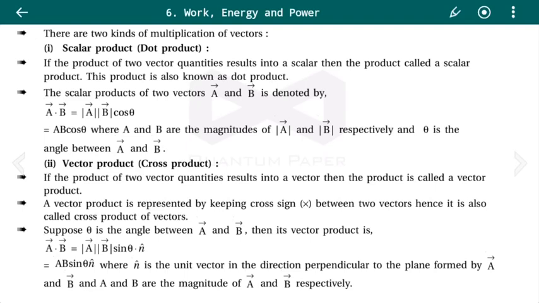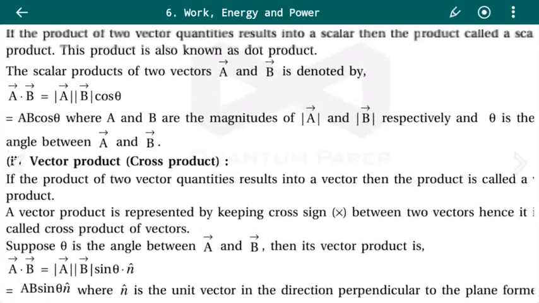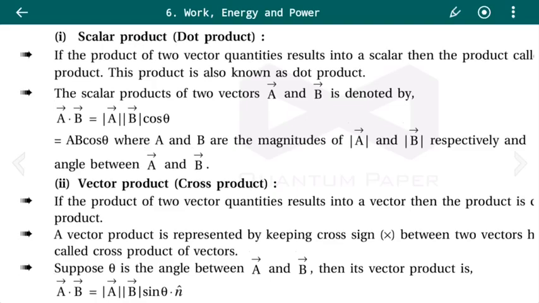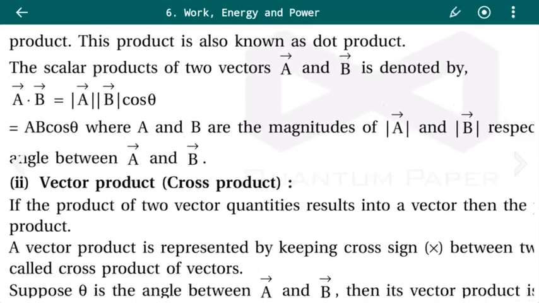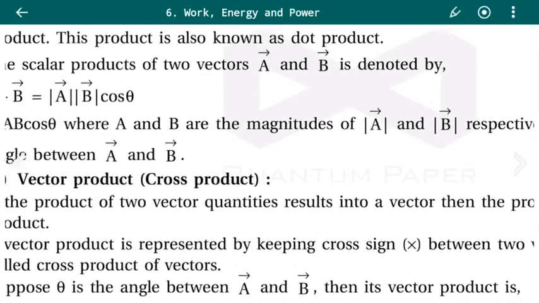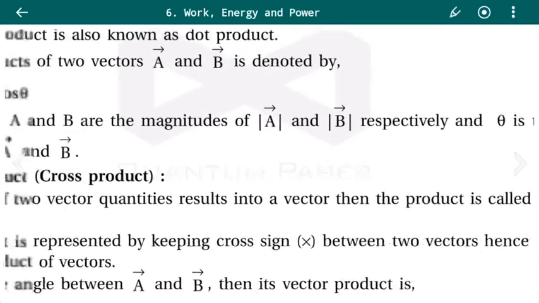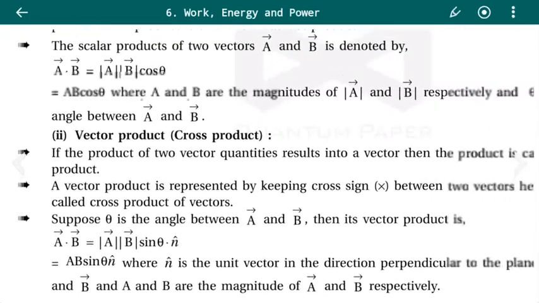The scalar product of two vectors, vector A and vector B, is denoted by vector A dot vector B equals AB cos theta. That is, modulus of A vector, modulus of B vector, cos theta, where A and B are the magnitudes of A and B vector respectively, and theta is the angle between vector A and vector B.